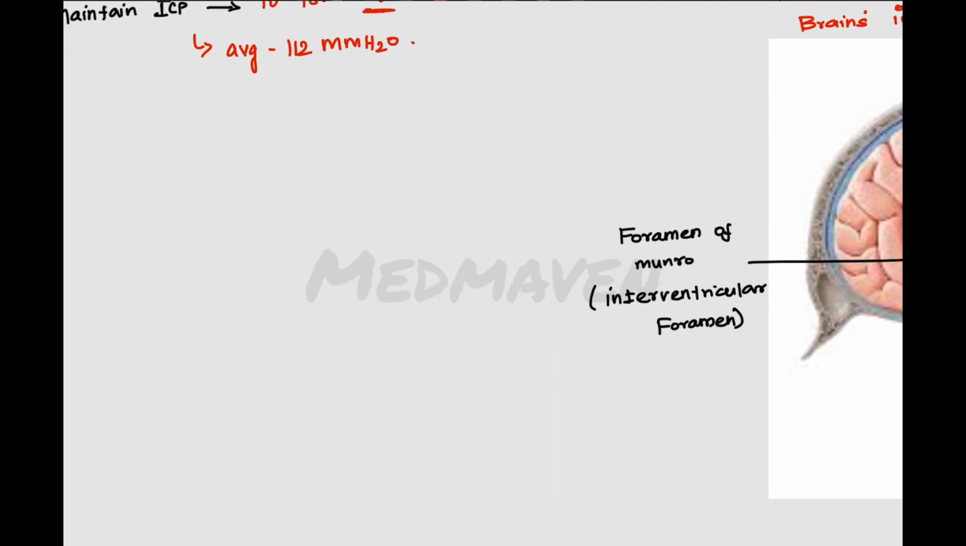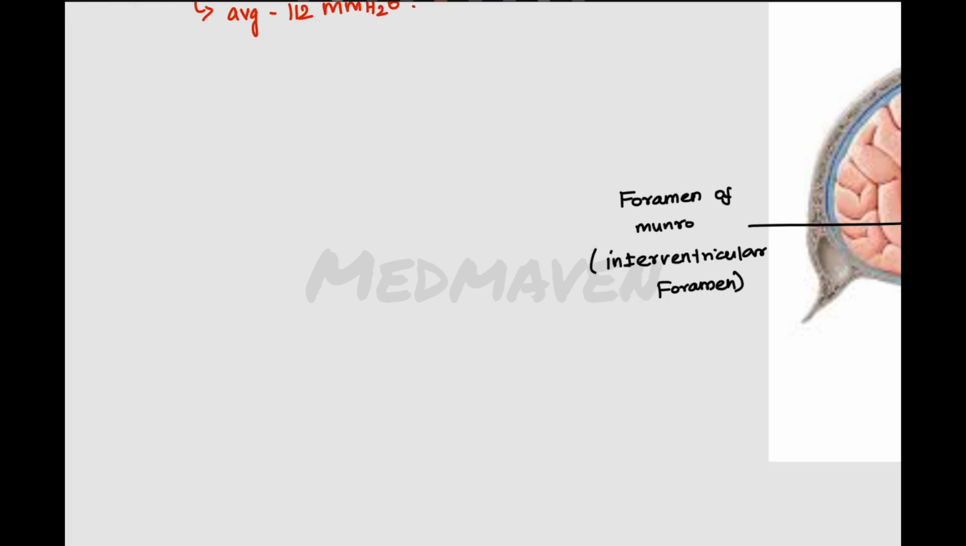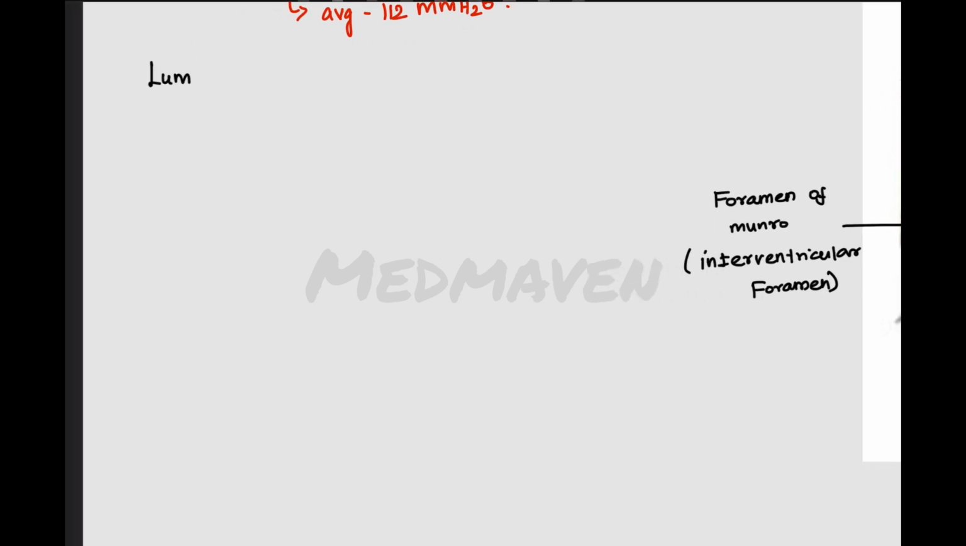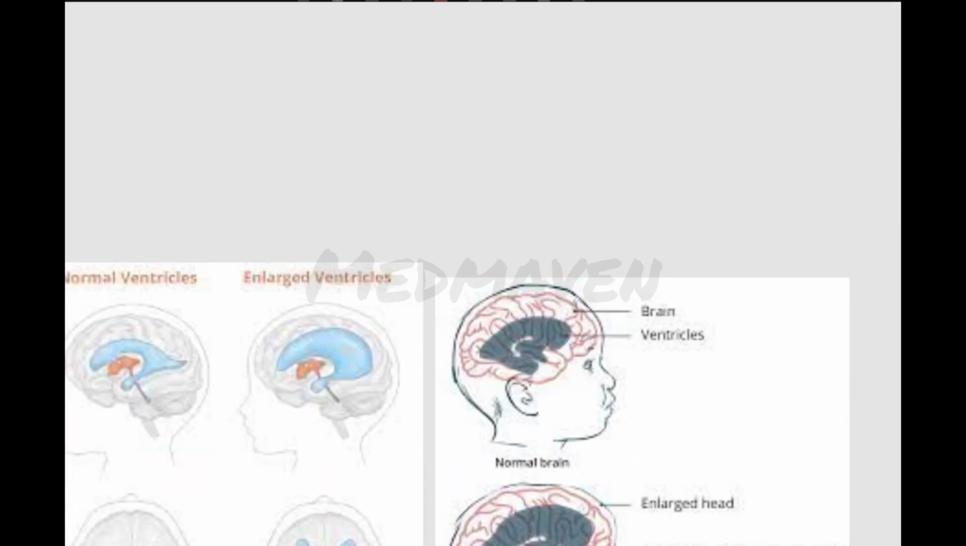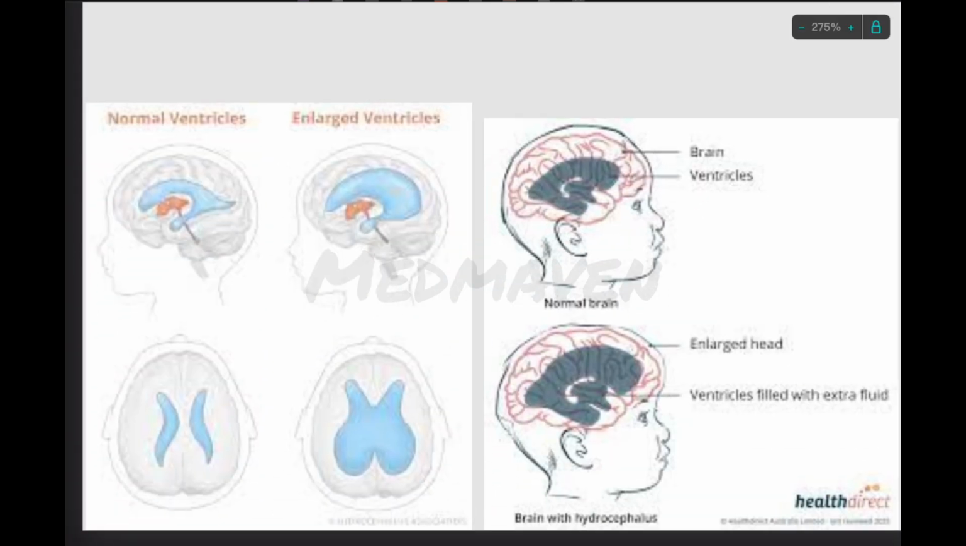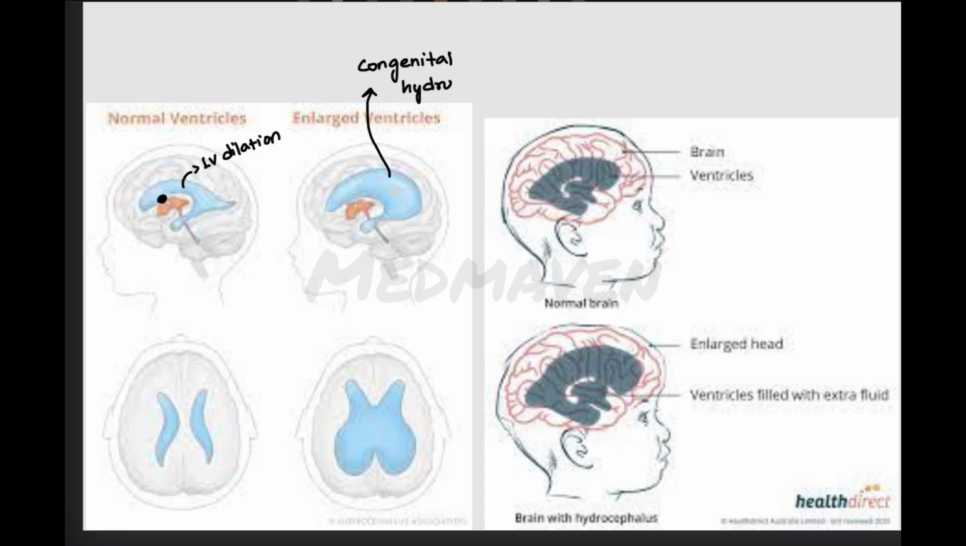Then the clinical importance. For CSF study, we have to do a lumbar puncture at the level of L3 to L4 or L4 to L5. Abnormal findings of CSF examination and pressure are very important in diagnosing CNS disease. Abnormal findings include congenital hydrocephalus. That means if there is any obstruction at the foramen of Monro, that will lead to lateral ventricular dilation and increased pressure. This is congenital hydrocephalus. This is the picture of congenital hydrocephalus.